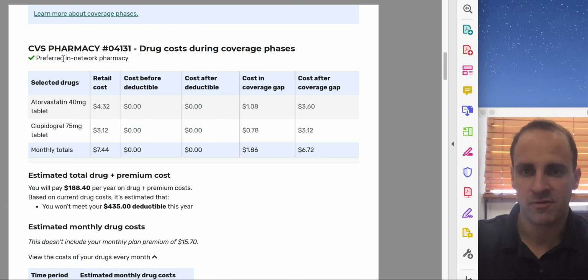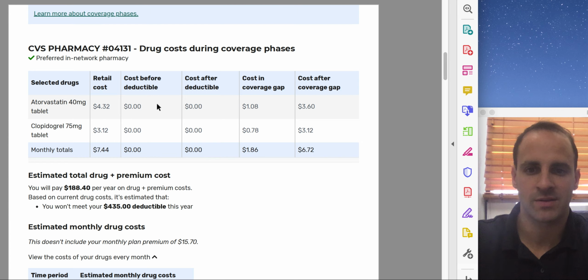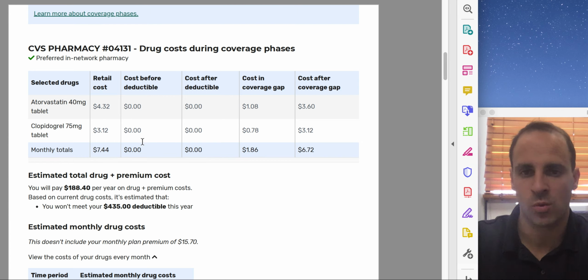This happens to be a preferred pharmacy for this plan, CVS, so there's going to be lower copays for these drugs. This individual is just taking 2 medications. Both happen to be tier 1 generics, a Lipitor generic, and then a blood pressure clopidogrel generic. You can see the cost before deductible. This is the amount that they'll pay at CVS before they reach that $435 deductible: it's 0. So basically, they're going to pay nothing for those tier 1 generics.